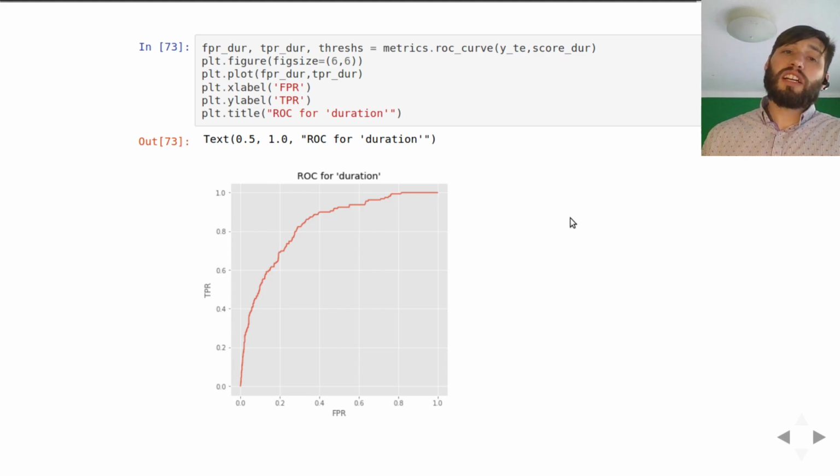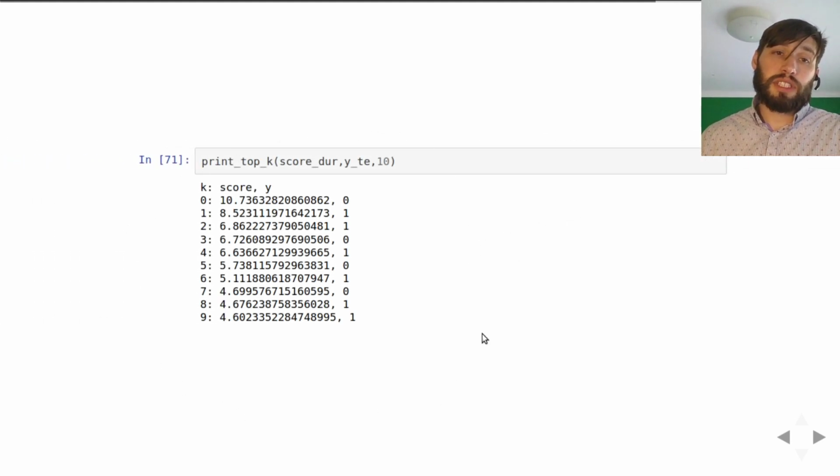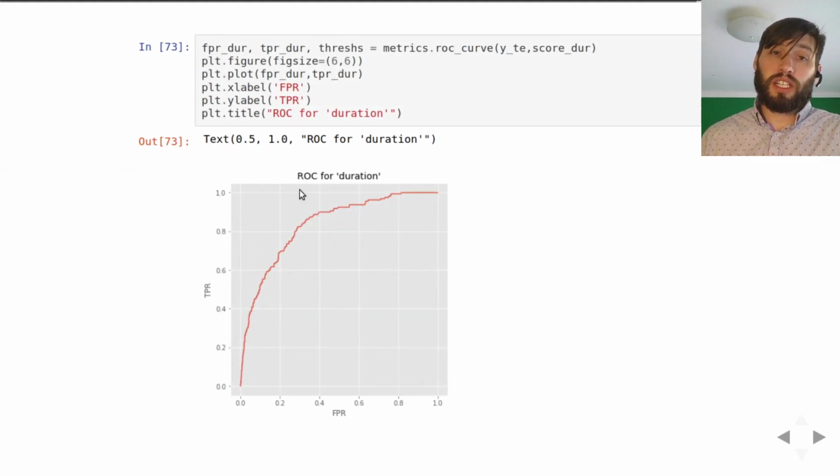And I talked about changing this threshold. Equivalently, you could think about changing this k in the top k that you return, because we already said that choosing k equals 10 is equivalent to choosing a threshold of 4.6 or so. And you can just imagine returning the top 20 instead of 10, and that will give you a different point on this curve, because it gives you a different confusion matrix and hence a different TPR and FPR.